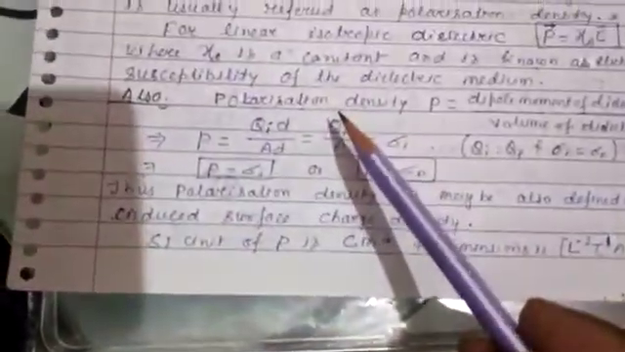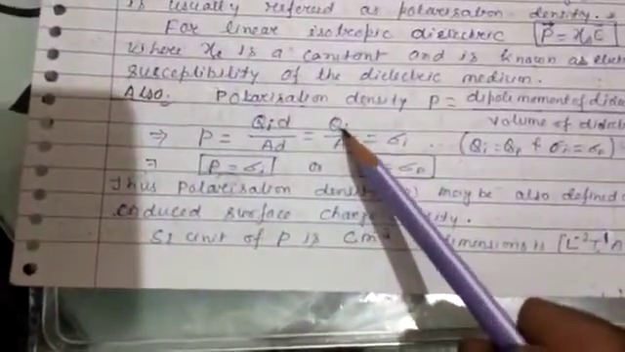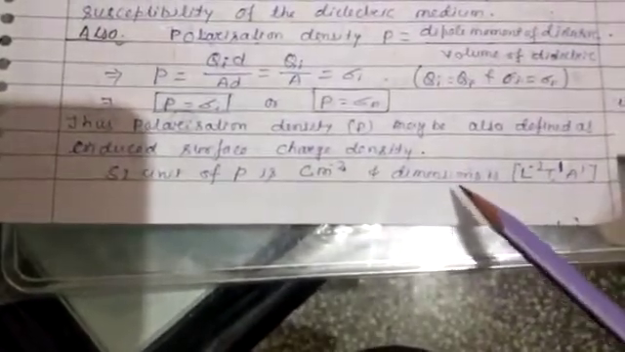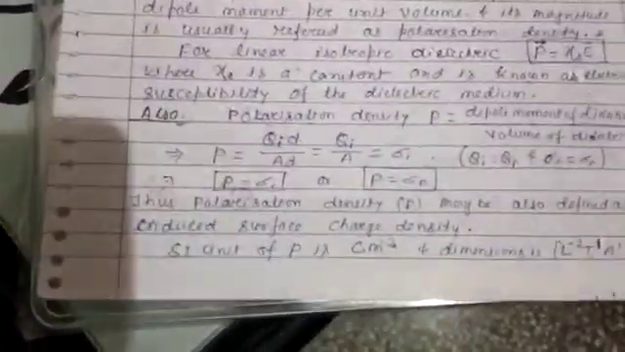The unit of charge is coulomb and area is meter square. So the SI unit of P will also be coulomb per meter square, and by using the method of dimensions we can write the dimensional formula as L^-2 T^1 A^1. Here the dimension of M is 0.